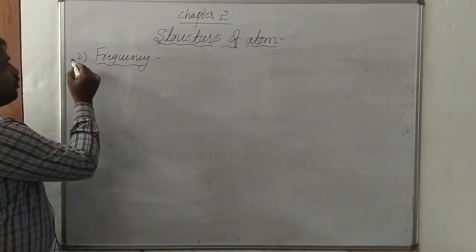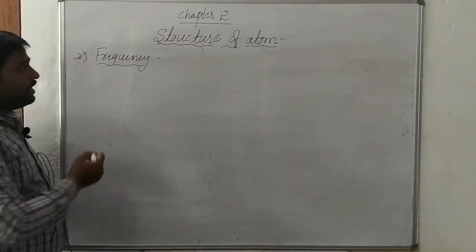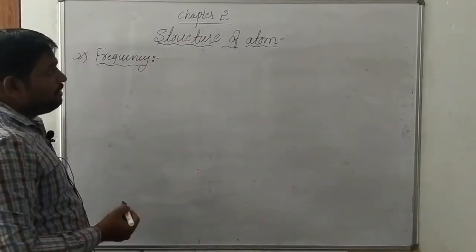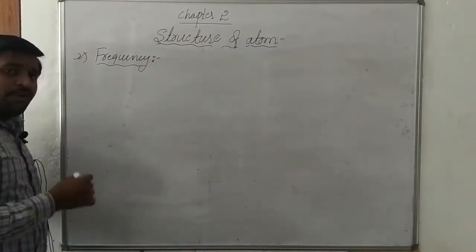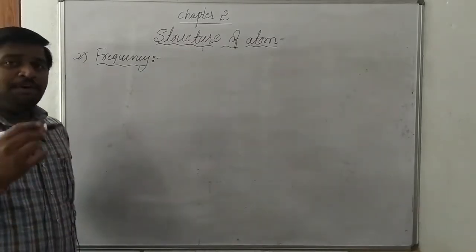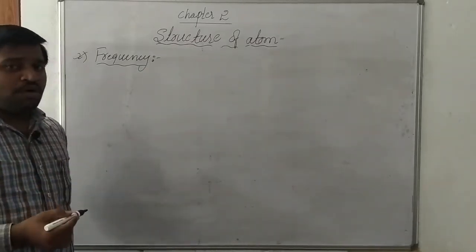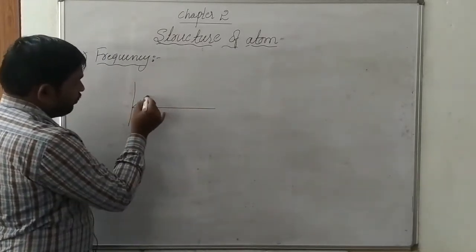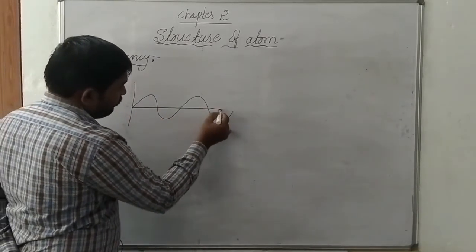Now let us discuss the second electromagnetic wave characteristic, that is frequency. What do you mean by frequency? Frequency is nothing but the number of waves passing through a given point per second. For example, this is a propagating wave.